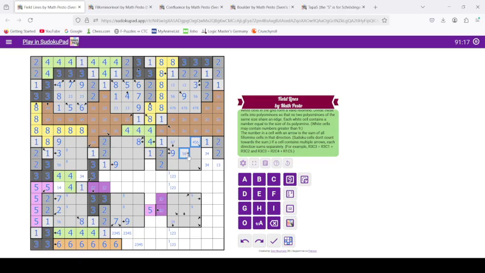Can any one of these not be a 6? If that were a 6, that'd be 5 and 4. Yeah? That makes this a 3 and that a 1. Yeah, that works. That makes me want it to be a 6 now.